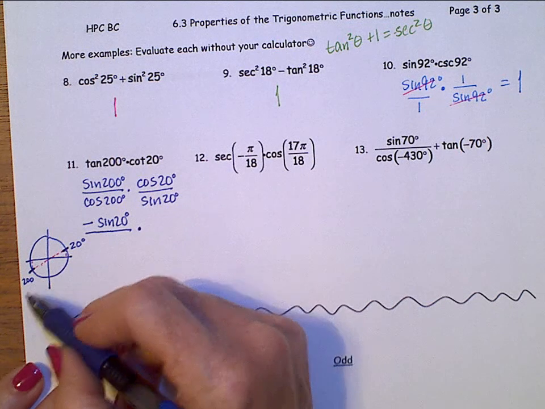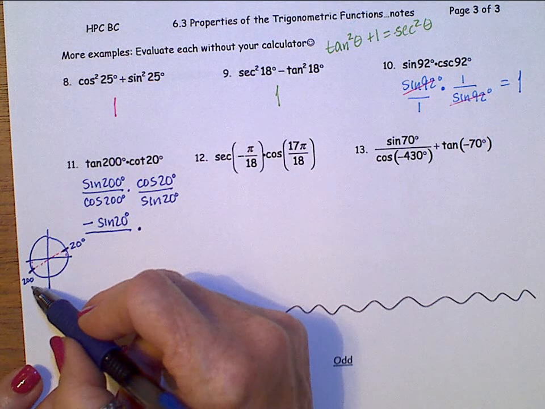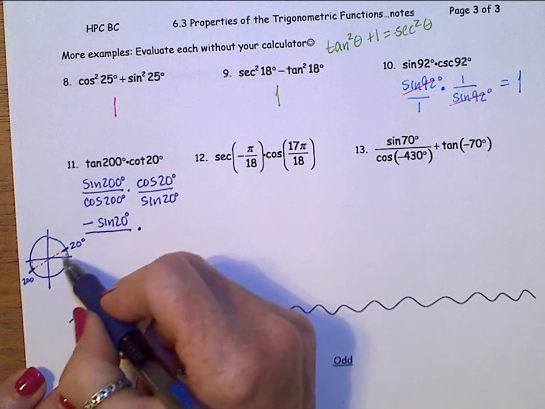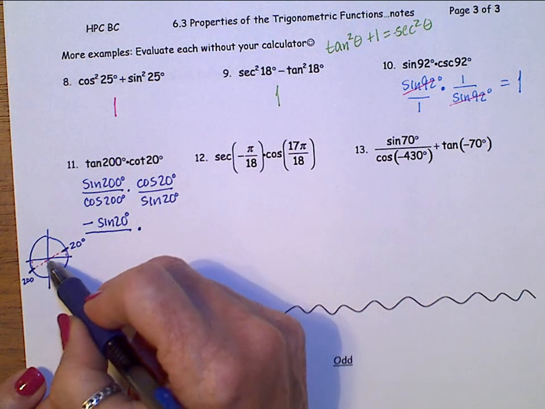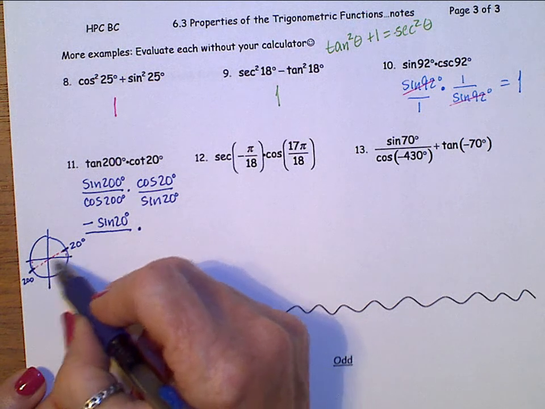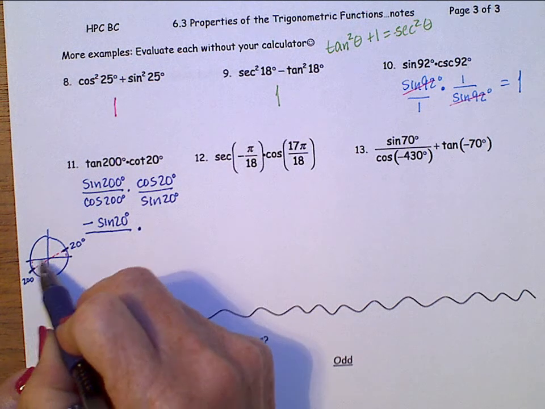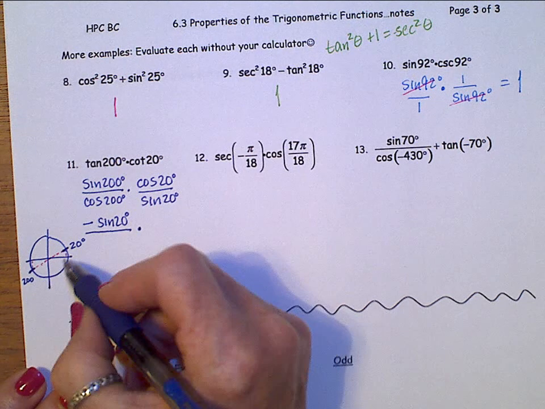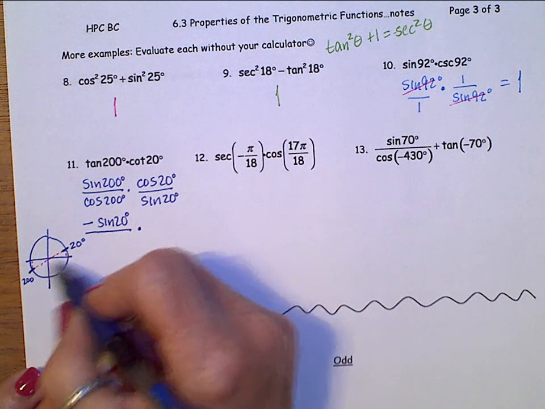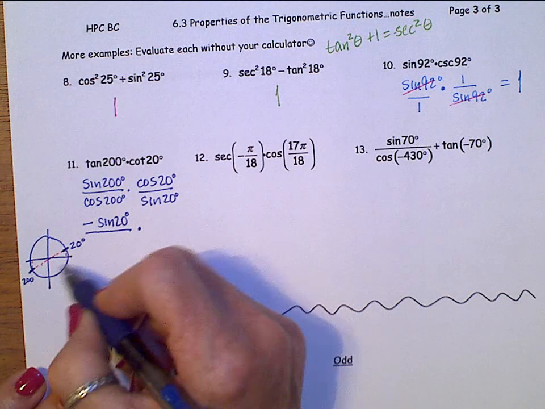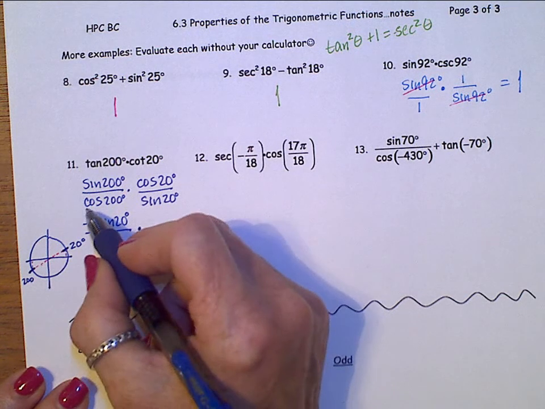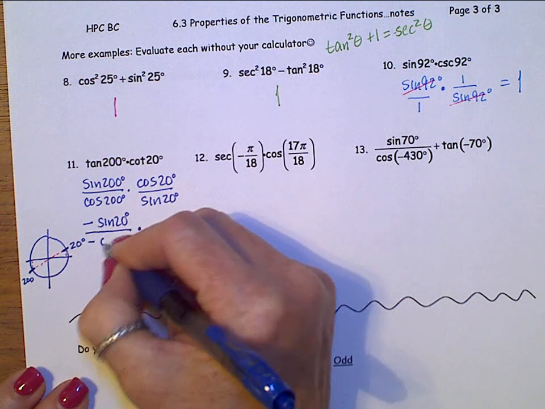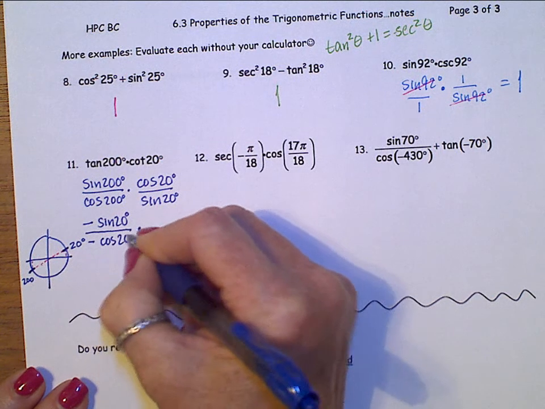Now, how about cosine 200 versus cosine 20? Cosine is the x-coordinate, so cosine of 20 degrees is some positive amount. Cosine of 200 is some negative amount. They're exactly halfway around the circle from each other, so the numerical values are equivalent, just the signs are opposite. So the cosine of 200 degrees is the same as the opposite of the cosine of 20 degrees.